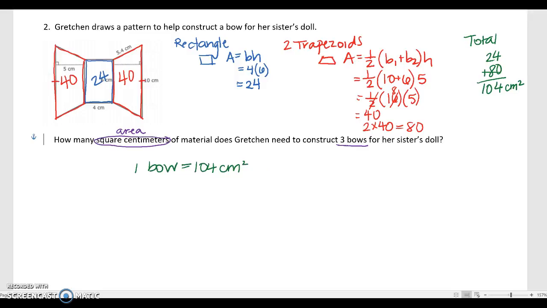So now I'm just going to multiply times 3 because I want 3 bows. So 104 times 3, 3 times 4 is 12. Bring the 1 down, 1 times 3 is 3. So 3 bows need 312 centimeters squared of material. Okay.